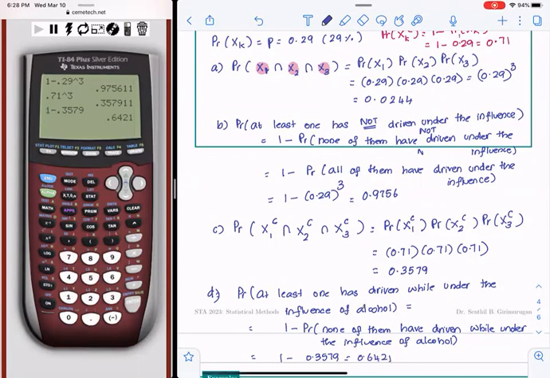So 1 minus the probability that we found in the previous part is 0.6421, or there is a 64.21% chance at least one has driven while under the influence of alcohol. Keep in mind that there is a difference between one, exactly one, and at least one. And there is also a difference when we look at the probability of 3 people as a group and 10 people. The probabilities will not be the same because it's relative to the number of people in the group.